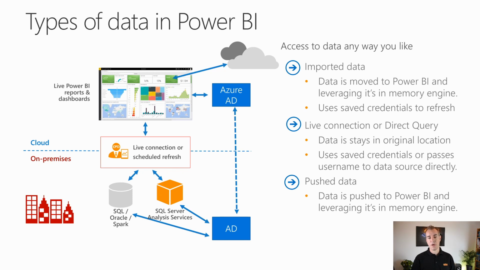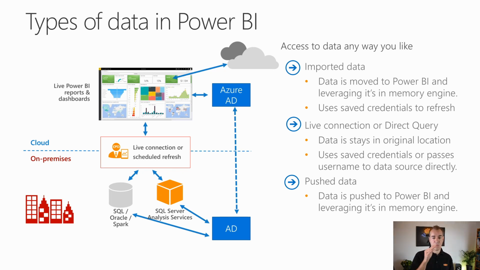So how are you accessing the data? There are three main modes of connecting to data. One is you import data. So data is moved to Power BI and is leveraging its in-memory engine. It uses saved credentials to refresh. So again, data is moved to Power BI from its data source, and it's using credentials to get to that data.